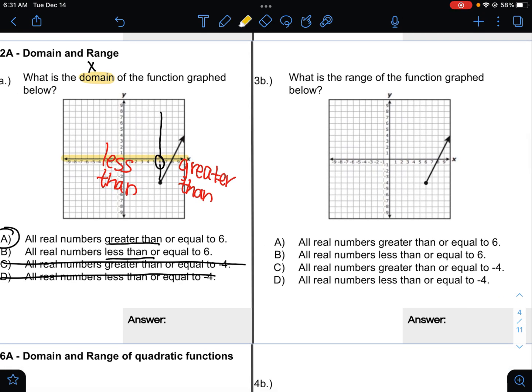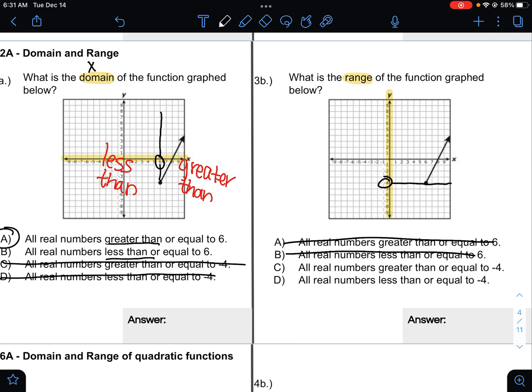Looking at 3B, what is the range of the function? Well, I can automatically highlight my y-axis. Okay, draw my boundary line. So I can eliminate anything that has a 6 in it.